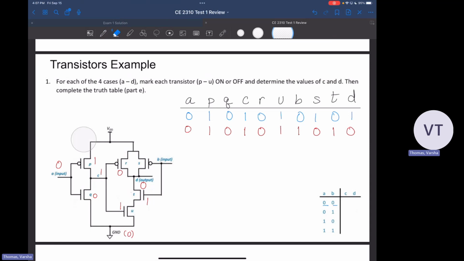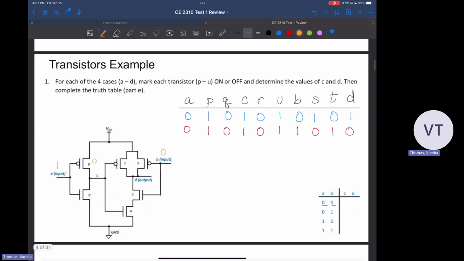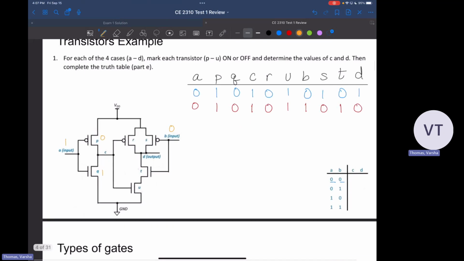Okay, just going to erase all of these here so we can work on our third set of inputs, where A is 1, B is 0. Working through the same way, P is going to be 0 because your input A is 1, Q is 1. So the resulting output at C is going to be 0, because, same as you did over here, you have a path to ground, so your value at C is going to be 0.